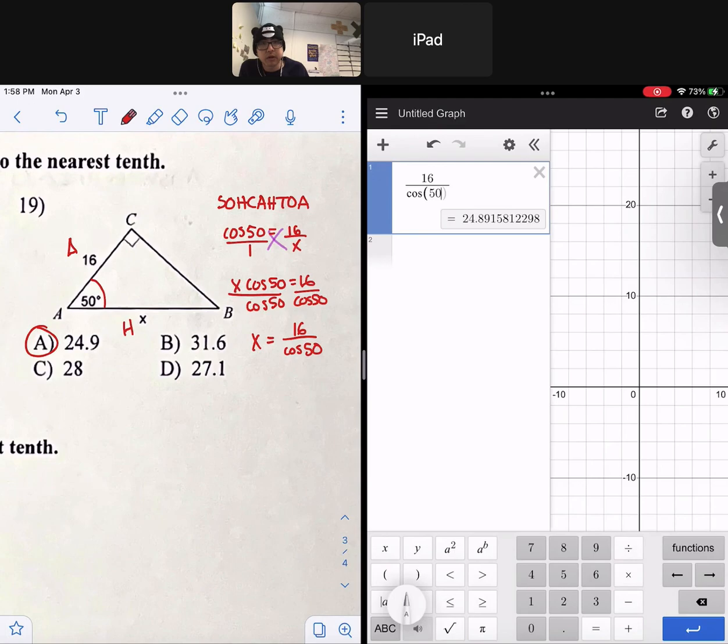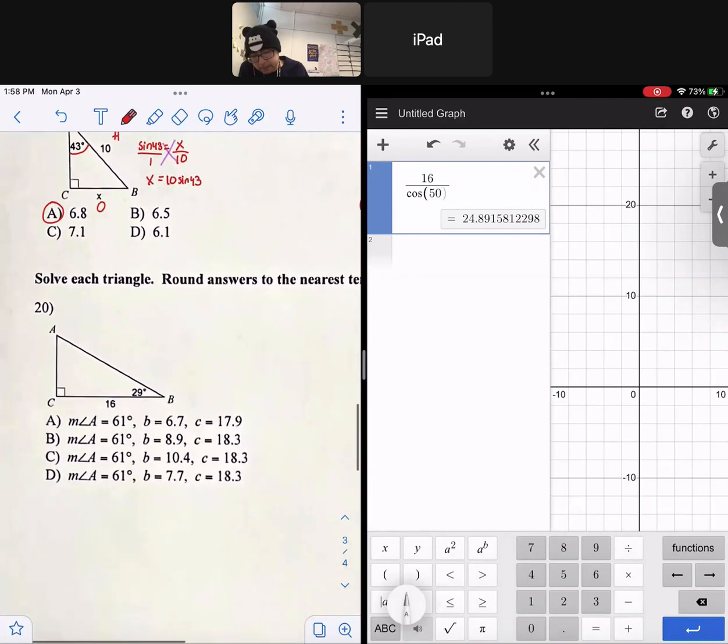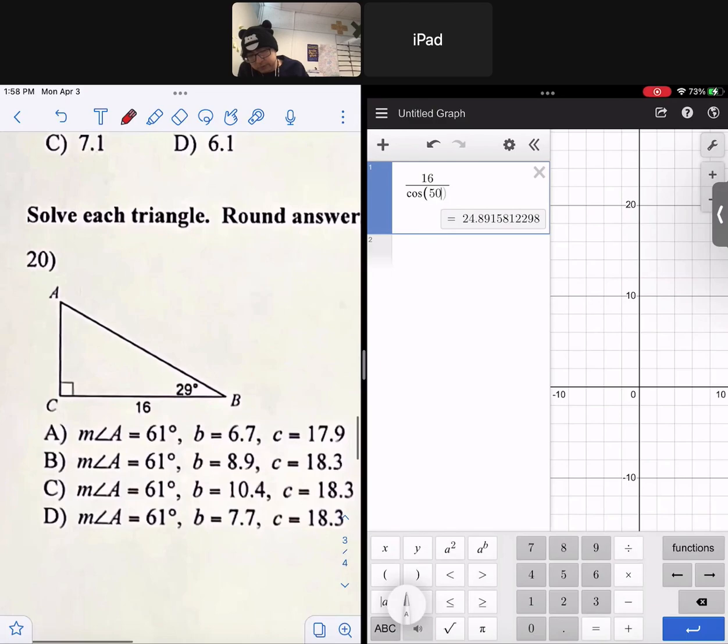And the last problem is this one, which is solve for each angle. So first of all, to get the angle, it's just 180 minus the 90 minus 29 degrees, because a triangle adds up to 180 degrees. So we already know this is 61. Now notice, you guys, they use lowercase b and c, right? The reason why they use that is because the side length opposite of angle B is going to be lowercase b, and the side length opposite of angle C is going to be lowercase c. So that's why they use that.